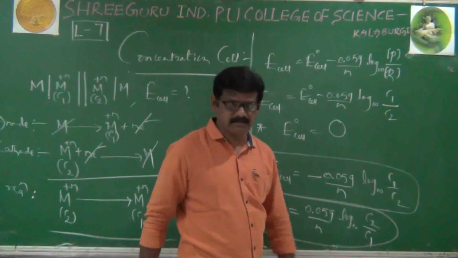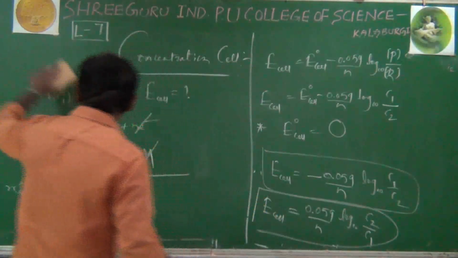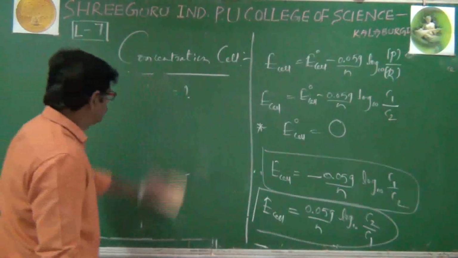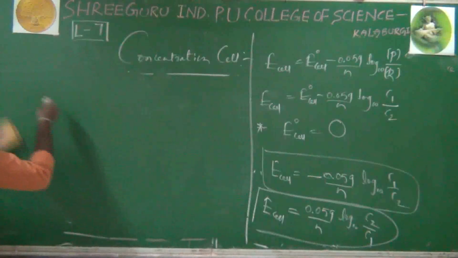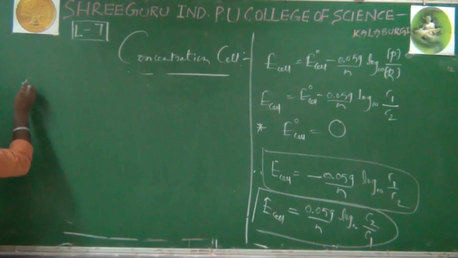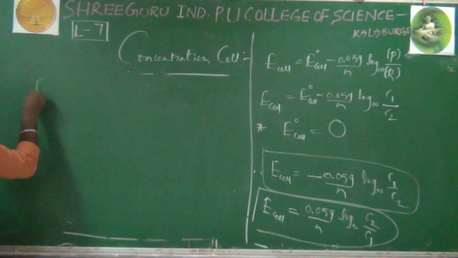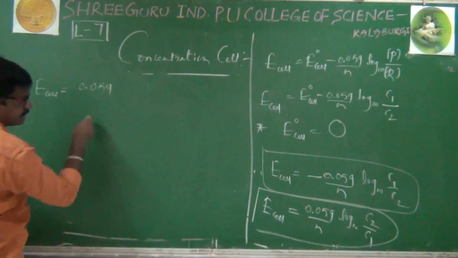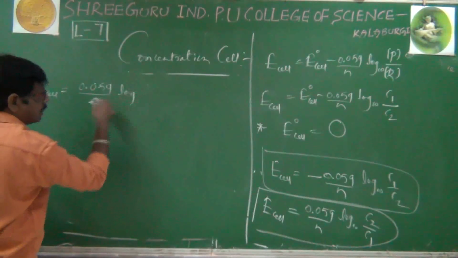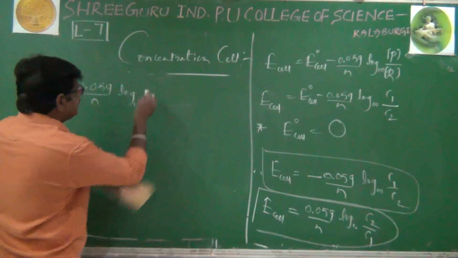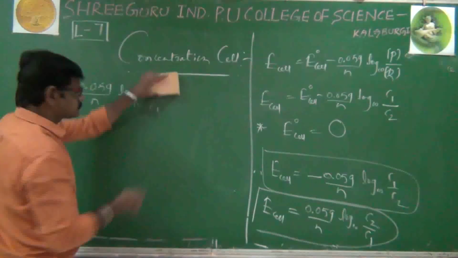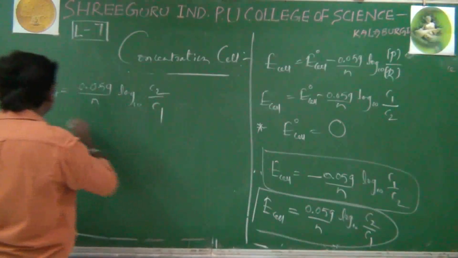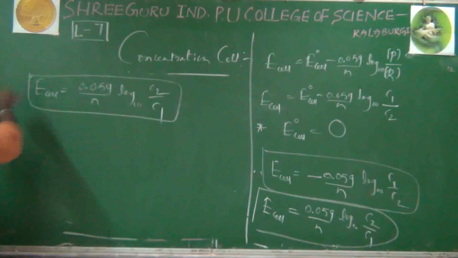And here we can write two cases. The same formula once again I'll write here: E cell is equal to 0.059 by n log base 10 C2 divided by C1. Log C2 divided by C1 is the formula that we have just derived.